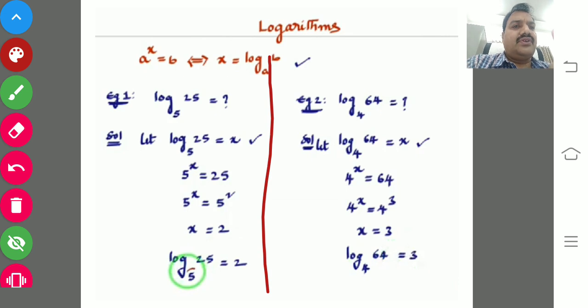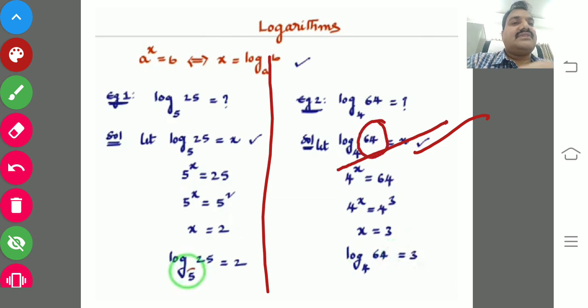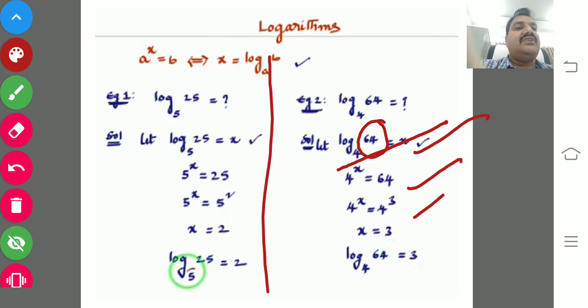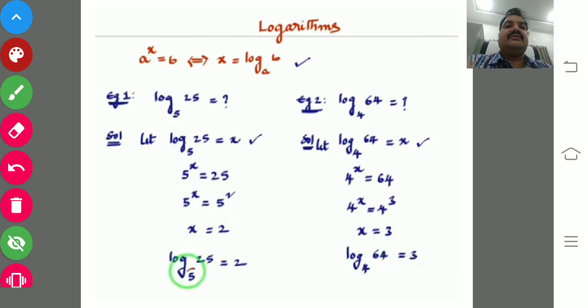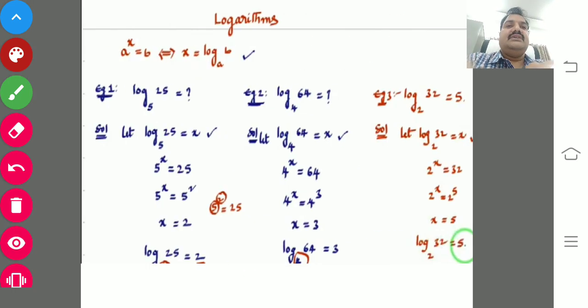Log 64 base 4 equal to how much? So let log 64 base 4 equal to x. Then you just apply 4 power x equal to 64. 64 can be written as 4 cube. When you go for the prime factor method, you could get x equal to 3. Log 64 base 4 equal to 3. Yes.